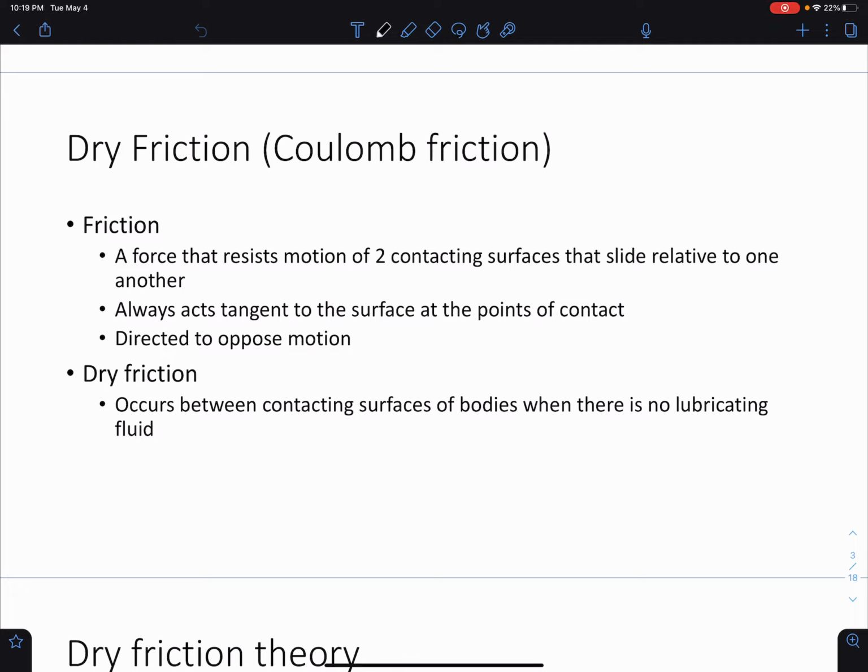And as a little reminder of what we're talking about, friction is a force that basically resists motion, okay? The definition of friction is resistance to motion. If you have two contacting surfaces that are sliding relative to each other, one is resisting motion, and that is the direction of your friction. So your friction is always in the opposite direction of motion. And it's always tangent to the surface at the point of contact, directed opposite of motion. When we're dealing with dry friction, this occurs between the contacting surfaces of bodies when there's no lubricating fluid. So there's no slippery surfaces here. This is just dry friction.